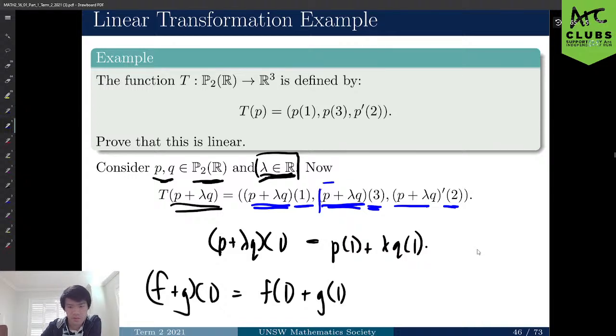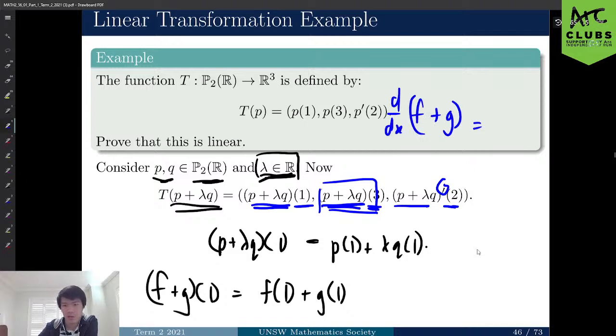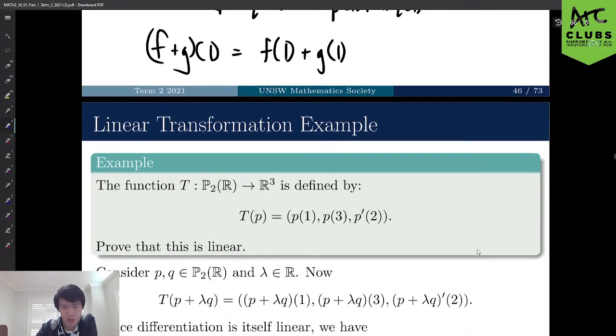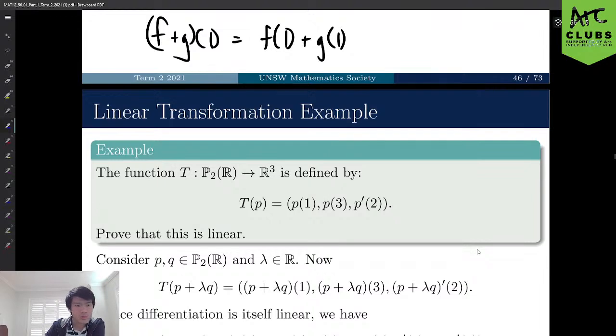Same thing over here. This one looks a bit tougher because there's a differentiation sign. But we know that when we have the addition of two functions and we differentiate them, then we can just differentiate them separately and add them together. That's a property we know from first year even. So that means that we can just expand that out too. So once we've expanded it out, we get this over here.